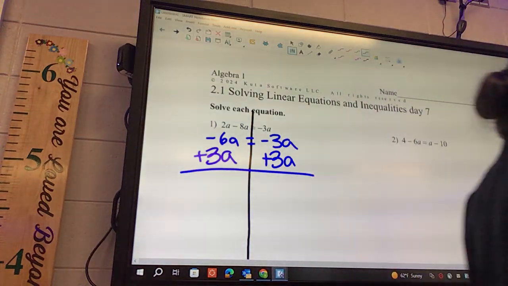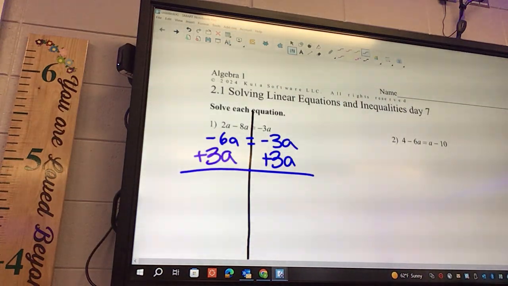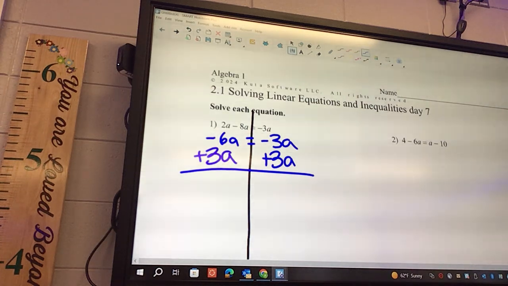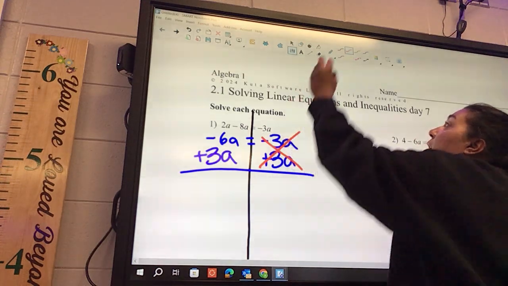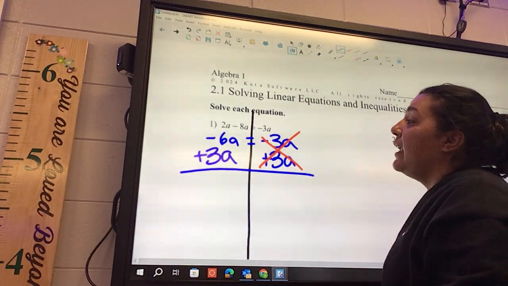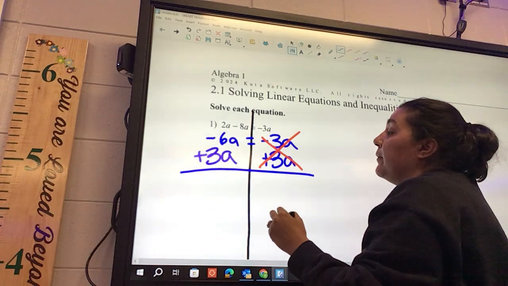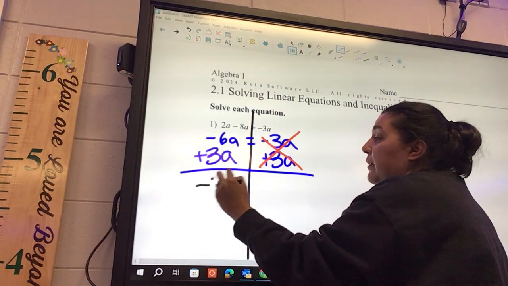Okay, does everyone, and this is where it gets a little tricky for some of you guys, and it's not even a hard problem, but does everyone have someone underneath of it? That's how you know when you're kind of done everything. Who's getting crossed off? The 3As. Okay, these guys are getting crossed off. Okay, negative 6A plus 3A, negative 3A.